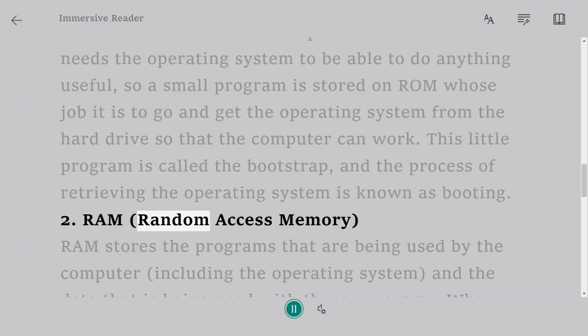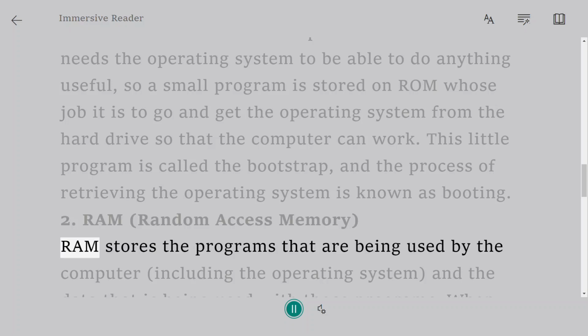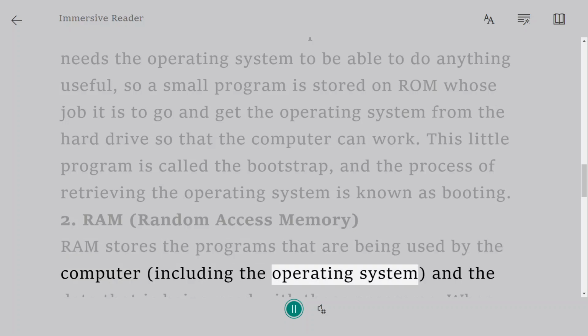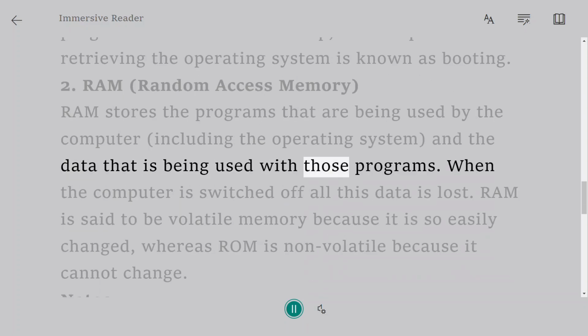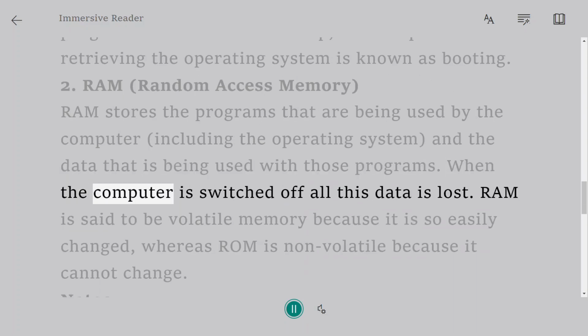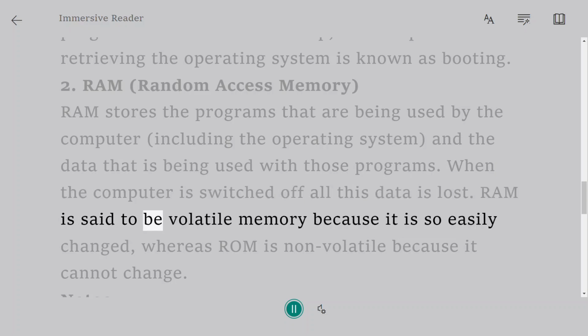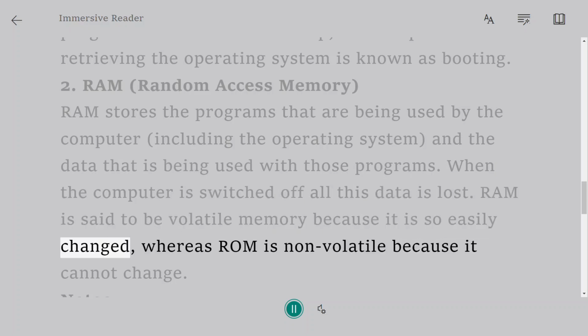2. RAM, random access memory. RAM stores the programs that are being used by the computer, including the operating system, and the data that is being used with those programs. When the computer is switched off, all this data is lost. RAM is said to be volatile memory because it is so easily changed, whereas ROM is non-volatile because it cannot change.